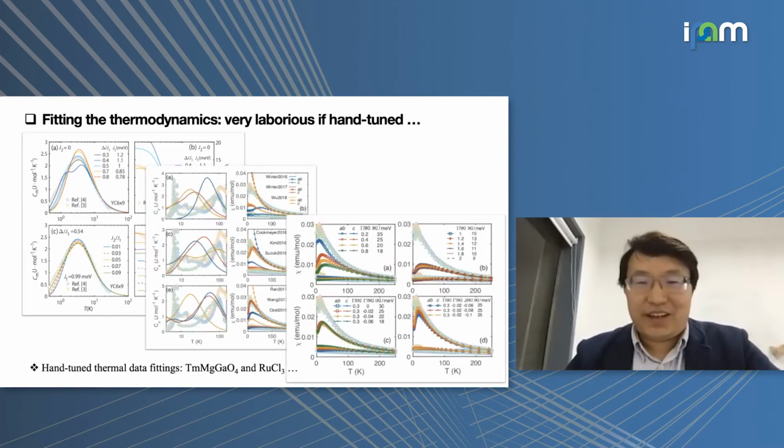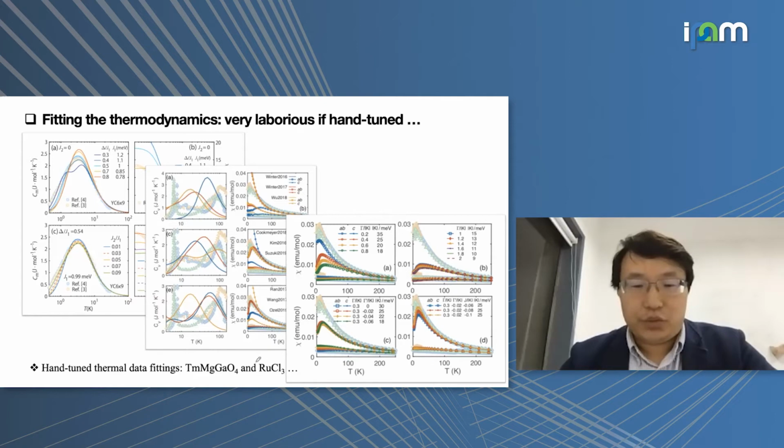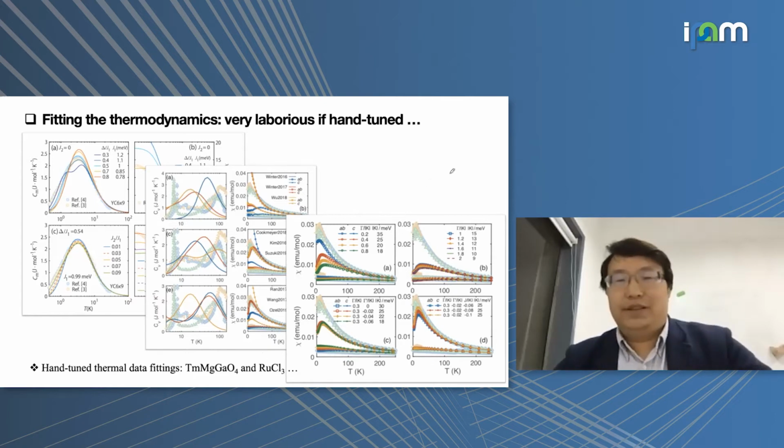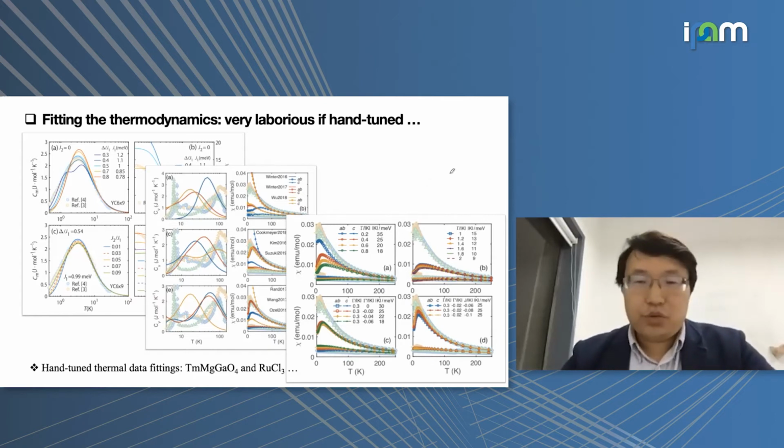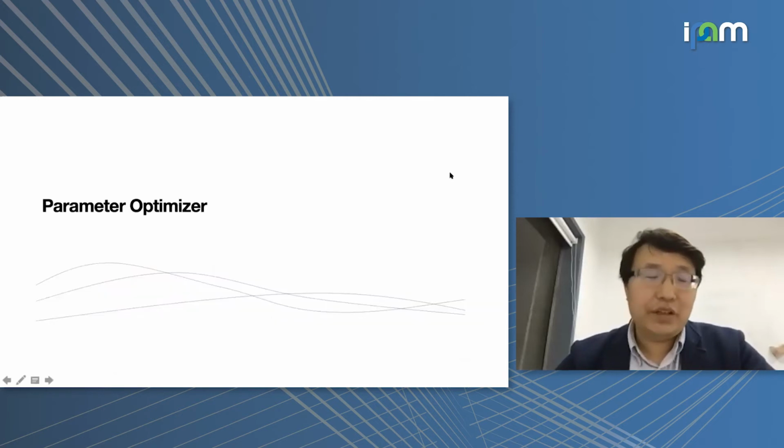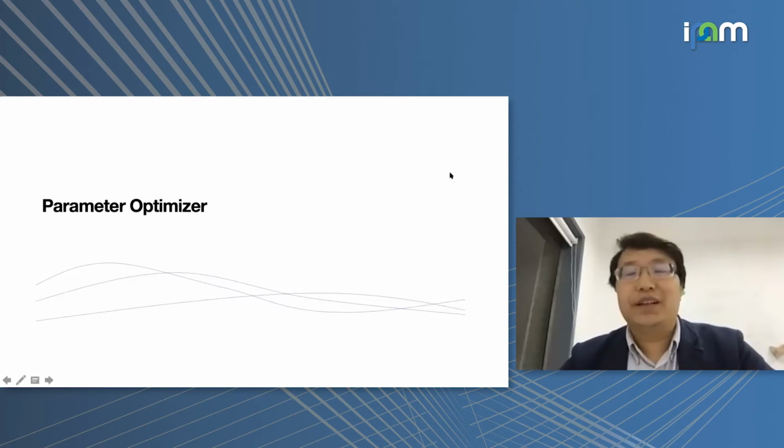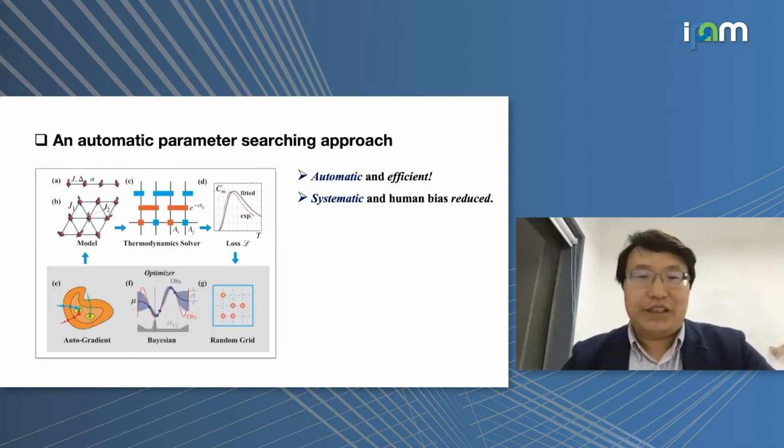So these are the processes where we tried to fit the thermal data of cerium magnesium gallium oxide and ruthenium trichloride. To make this process more efficient, we need a smart parameter optimizer. So now I introduce the optimizer we use, which we find useful in our study.